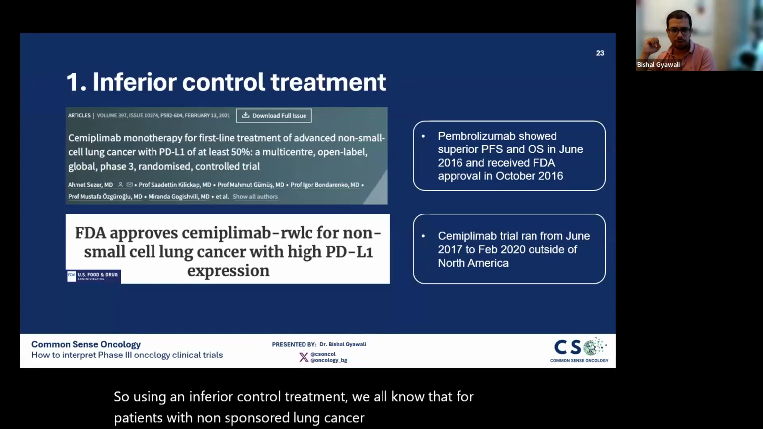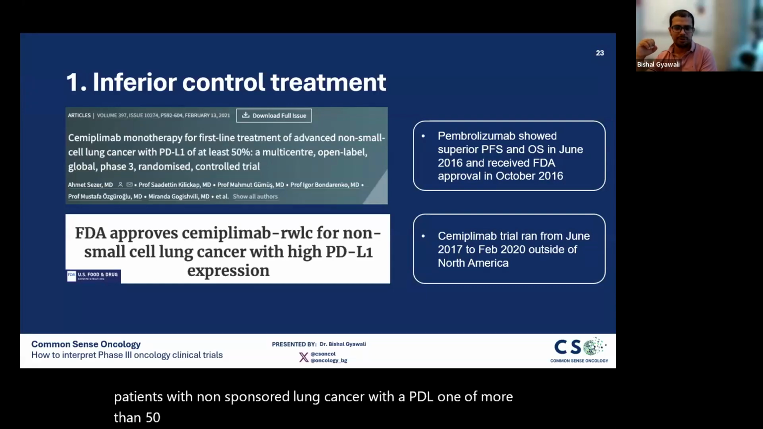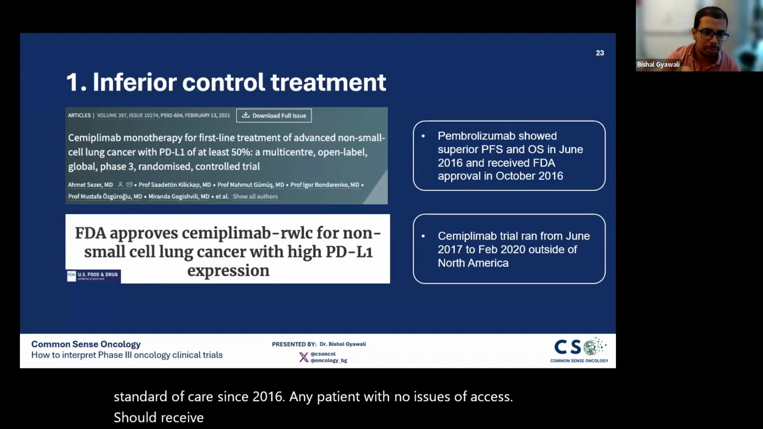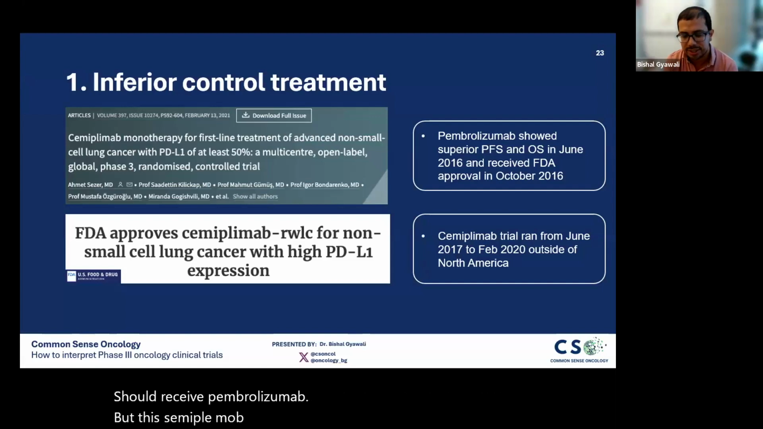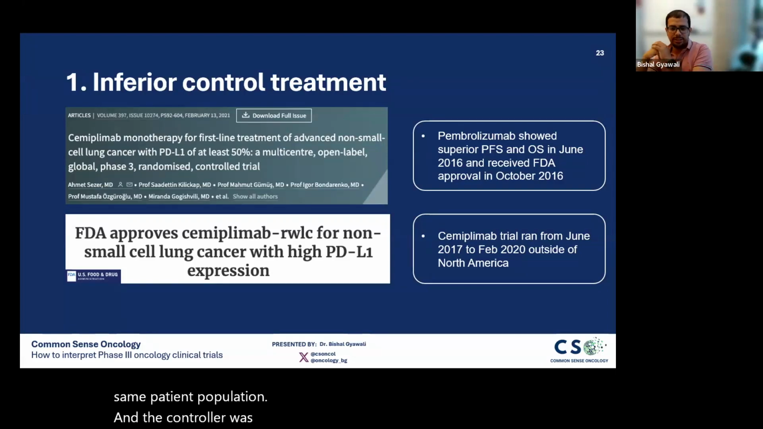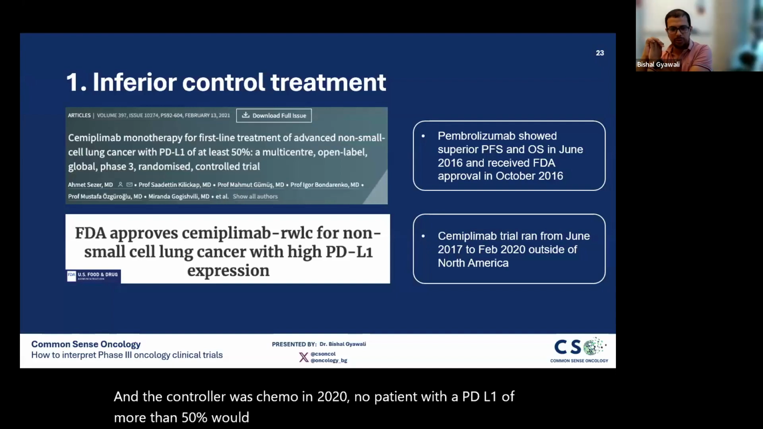So using an inferior control treatment, we all know that for patients with non-small cell lung cancer with a PD-L1 of more than 50%, pembrolizumab is the standard of care. It has been the standard of care since 2016. Any patient with no issues of access should receive pembrolizumab. But this cemiplimab trial, it ran from 2017 until 2020 for the same patient population, and the control arm was chemo. In 2020, no patient with a PD-L1 of more than 50% would get chemo if access is not an issue.